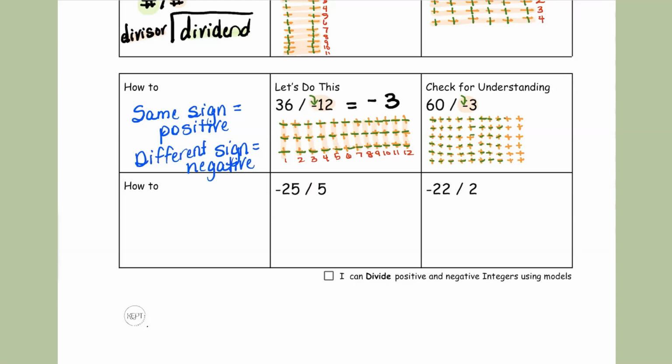Notice how I'm using different colors here. It really helps to see if I draw all of my positives with one color and all my negatives with another color, it makes it really convenient.